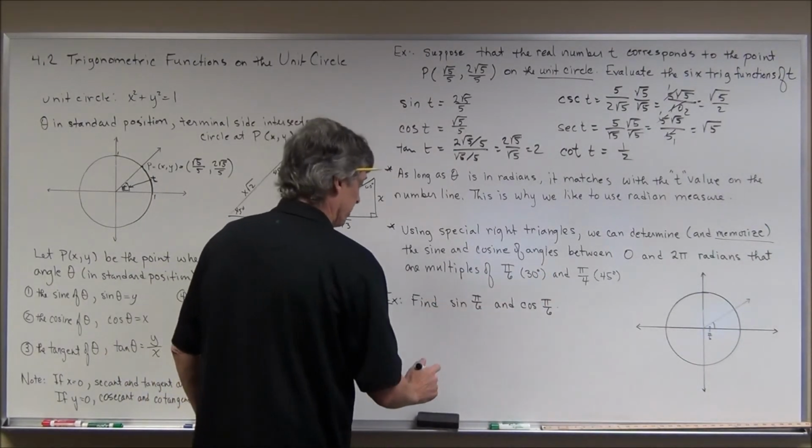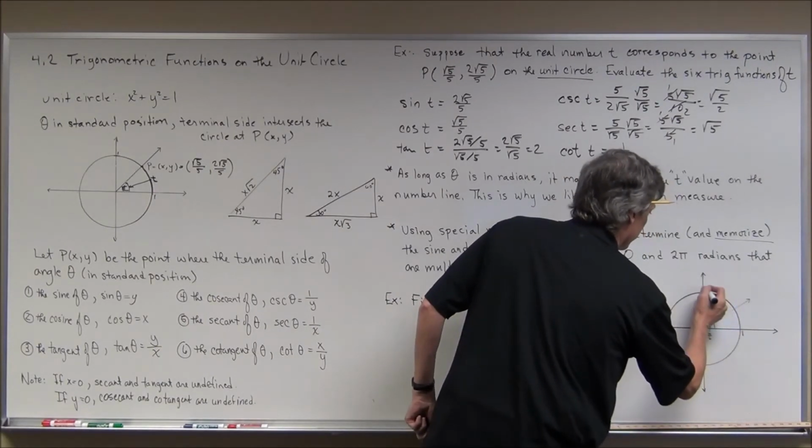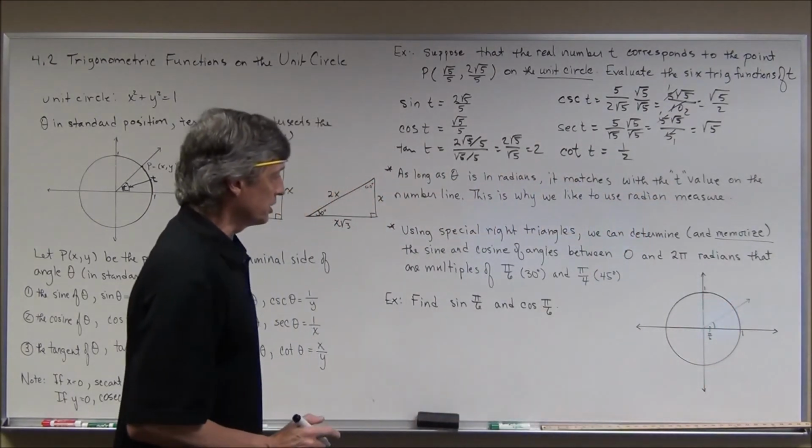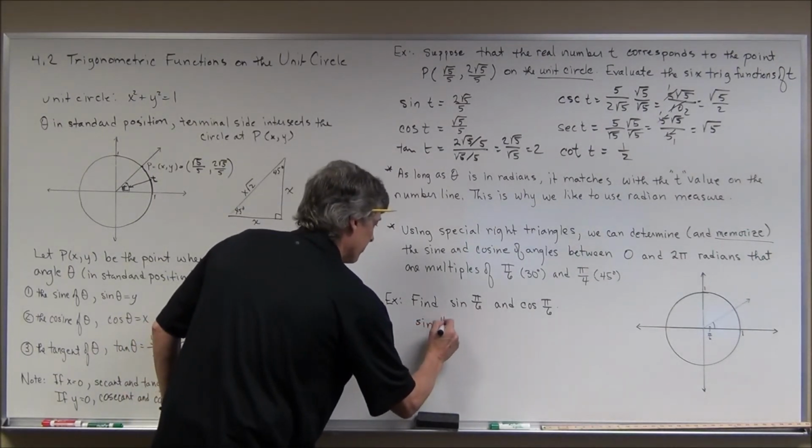Now I already drew out a picture here to help us out. That's supposed to be the unit circle. Of course you can't tell that because I didn't put the marks there. The radius there is 1, center is 0, 0. I'm going to find the sine of pi over 6.